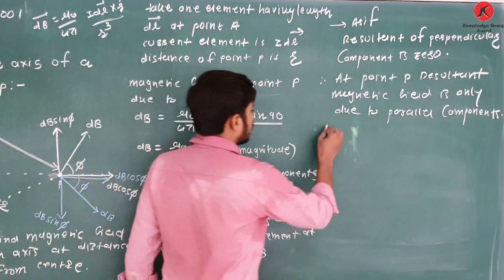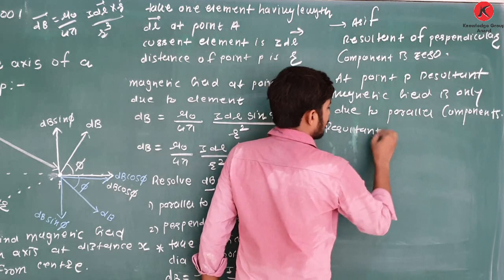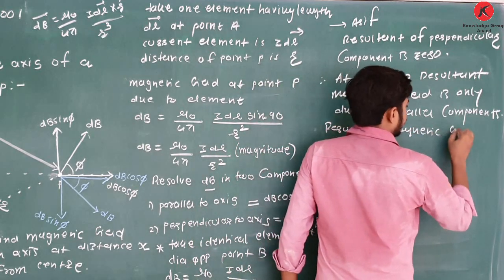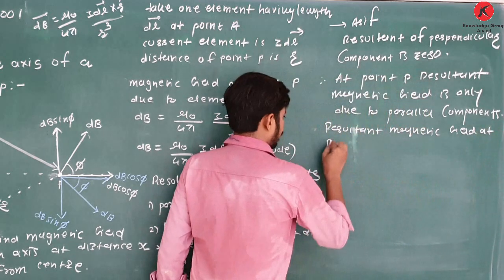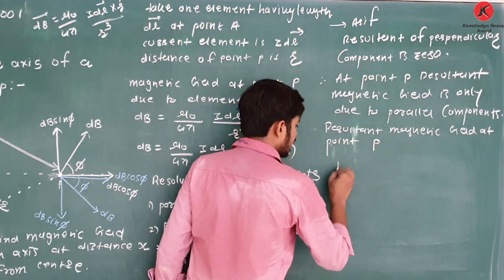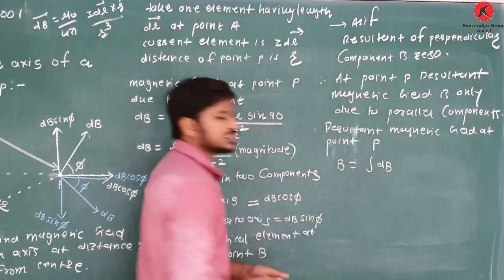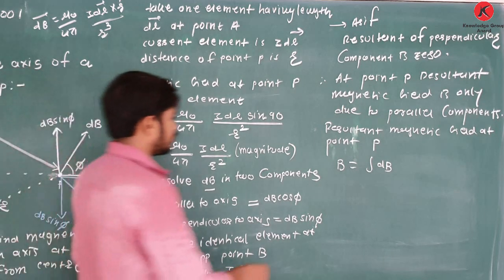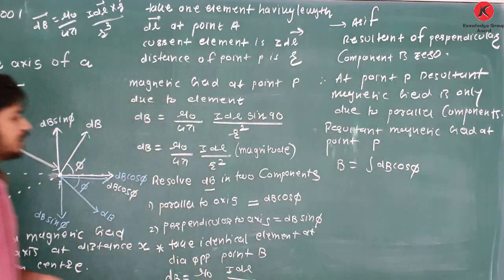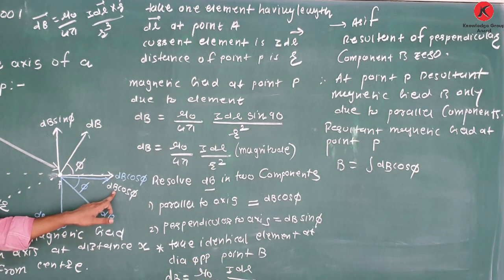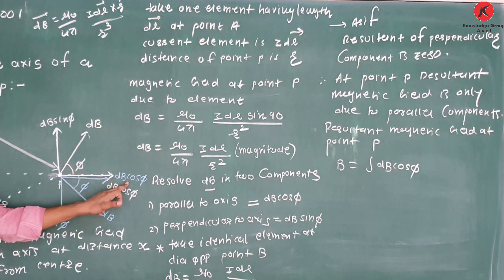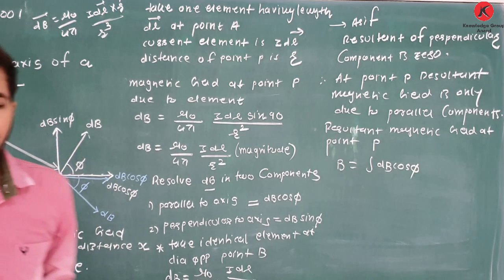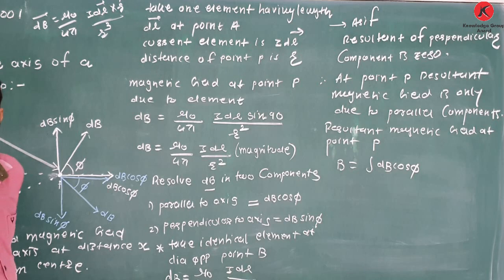Okay, so resultant magnetic field at point P, B is equal to integration dB cos phi. Why integration dB cos phi? dB cos phi is the parallel component of magnetic field due to A, the parallel component of magnetic field at P. Similarly, if you take each and every element, their parallel components will be in the same direction. Same direction means you can add them directly. Clear about this?